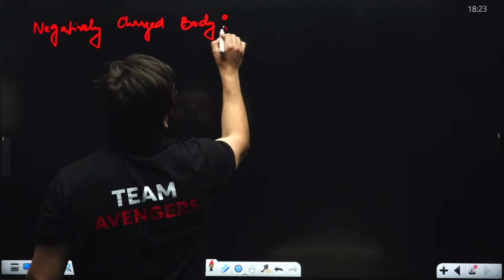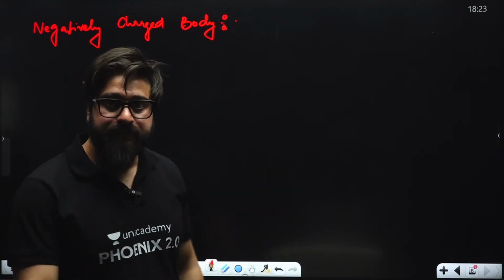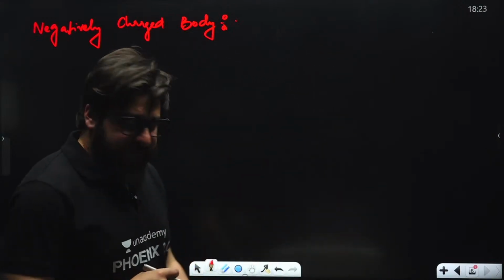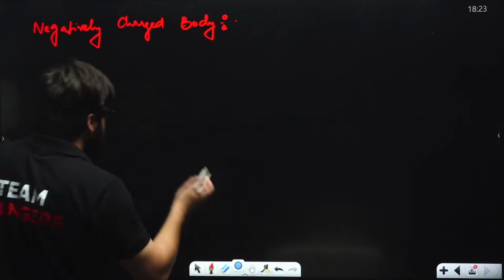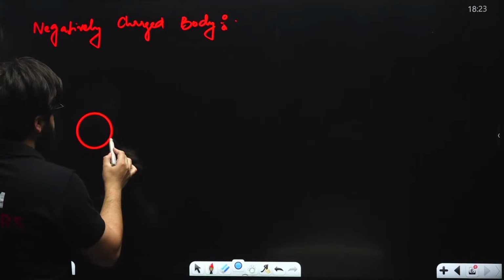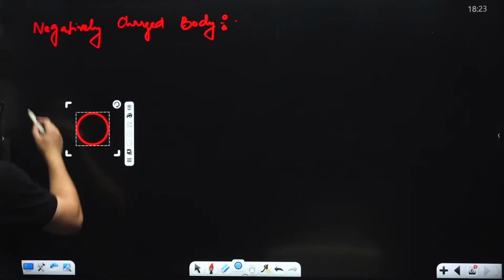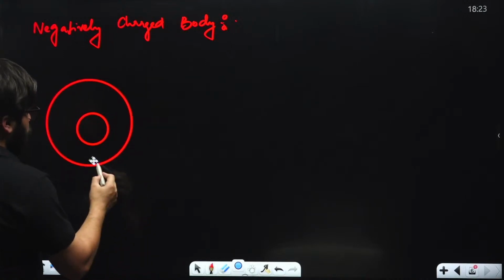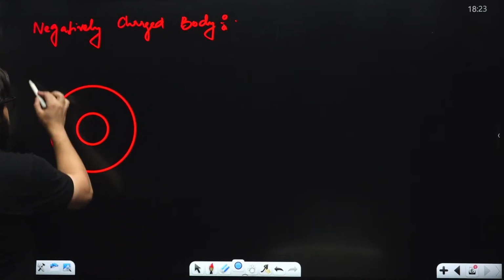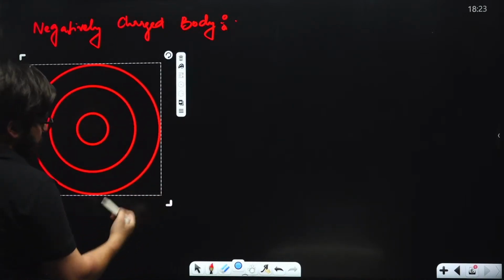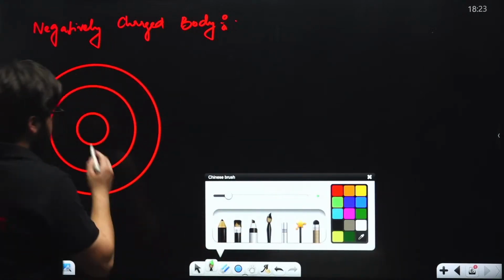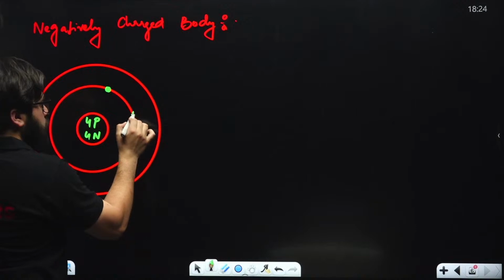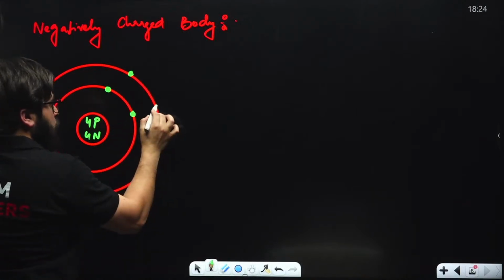listen to me very carefully. When it comes to the negatively charged body, let me make the same atom over here. This is the nucleus. Around the nucleus, you have got the electrons revolving. This is the first orbit and second orbit. Now, my dear friends, you have got 4 protons, 4 neutrons, and 4 electrons.